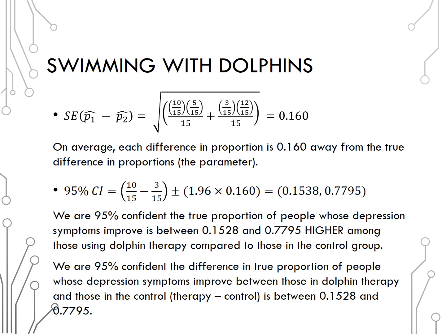A 95% confidence interval would then give us 0.1538 to 0.7795. You could interpret that in one of two ways, either by stating how much higher the therapy group is than the control group, or by giving the order of subtraction, therapy minus control, in your statement.